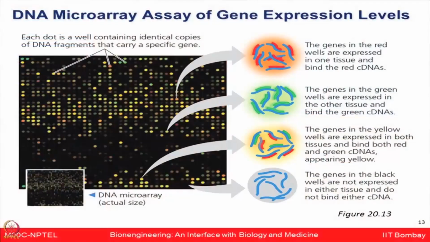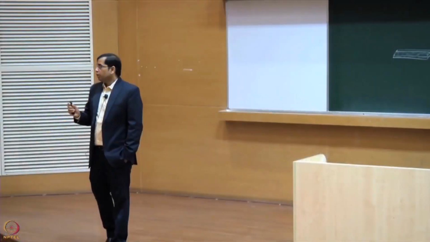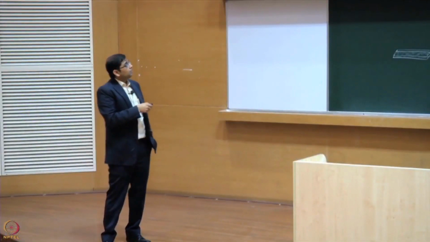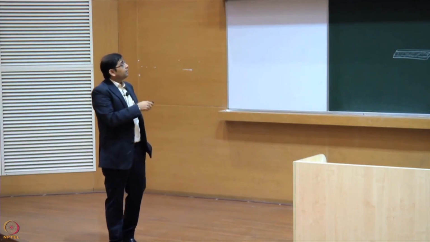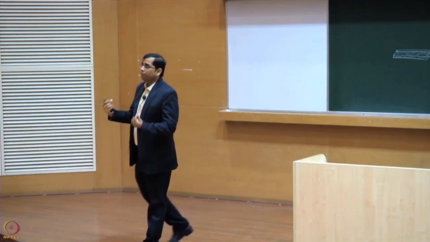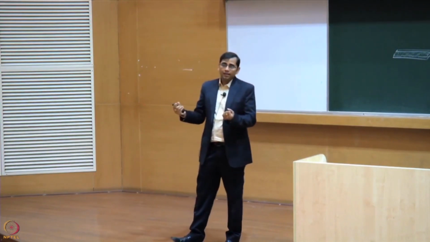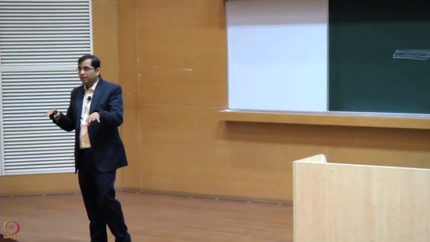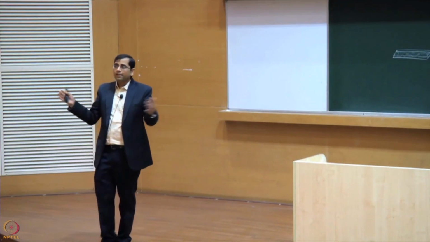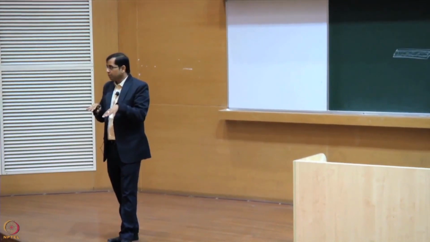So we have multiple dots. One is, let's say, red in color. One is green in color. A third can be yellow in color. And the fourth has gray color or no color at all. When there is no color, it means there was no expression of that gene at all. When yellow color is there, it means both the population from the cancer cell and the normal cell are equally expressed, and that's why you can see neither green color nor red color, but yellow color, which is a mix of these two.